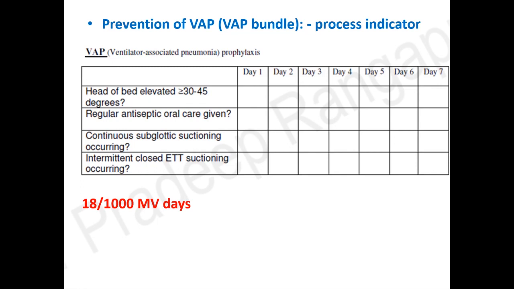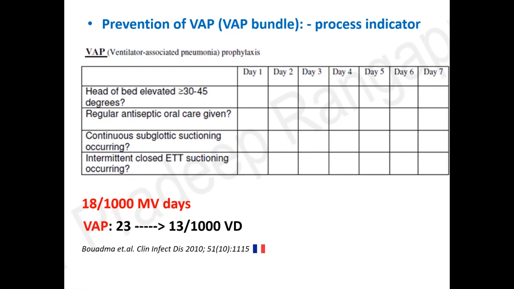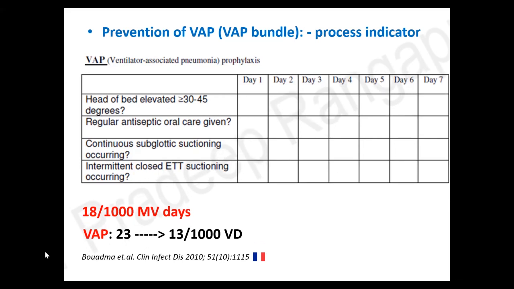And if your VAP rates are exceeding this, then stringent measures have to be put in place, and corrective and preventive measures have to be put in place to reduce the risk of VAP. And by adopting these VAP bundles, this was a study by the French group which showed that by strictly adhering to the VAP bundles, the VAP rate was reduced from 23 to 13 per 1,000 ventilated days in their particular study, which came in 2010. So again, studies indicate that having VAP bundles and adhering to this in a regimental way can go a long way in reducing the VAP rates.